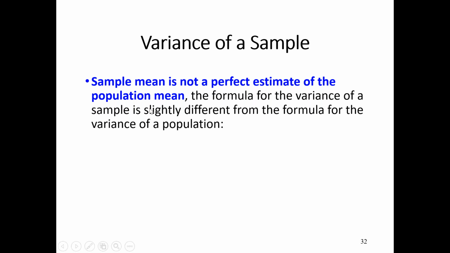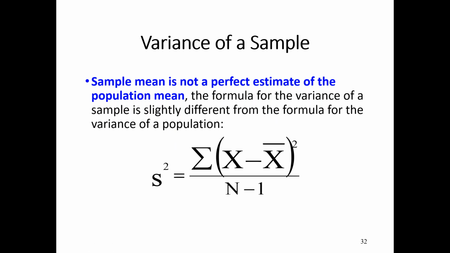The formula for the variance of a sample is slightly different from the formula for the variance of a population. Here it is: S square is the sample variance, and it equals summation of x minus x bar, square, divided by n minus 1. For a large population, subtraction of 1 does not make much of a significant difference, but that is why n minus 1 is used. It's the variance of a sample.